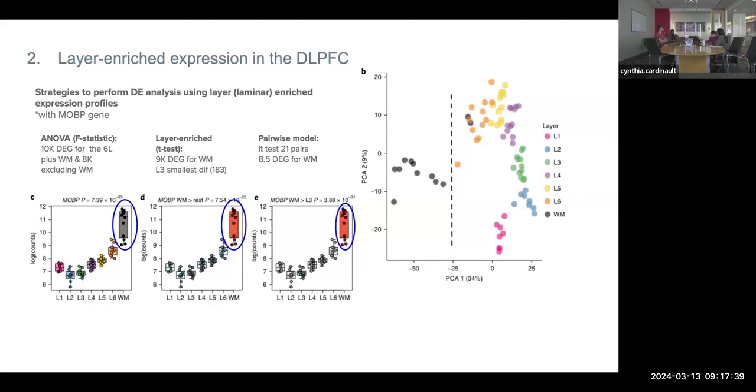The last model that was performed is called the pairwise model. In this model, each one of the layers is compared against each other layer. So, for example, the white matter is compared against layer six, then against layer five, layer four, layer three, layer two, and one. If you make the permutations, this test covers 25 pairs, and they could detect 8,500 differentially expressed genes for the white matter. So as we can see, we have similar results that confirm the information we can see in the clustering. The next one.